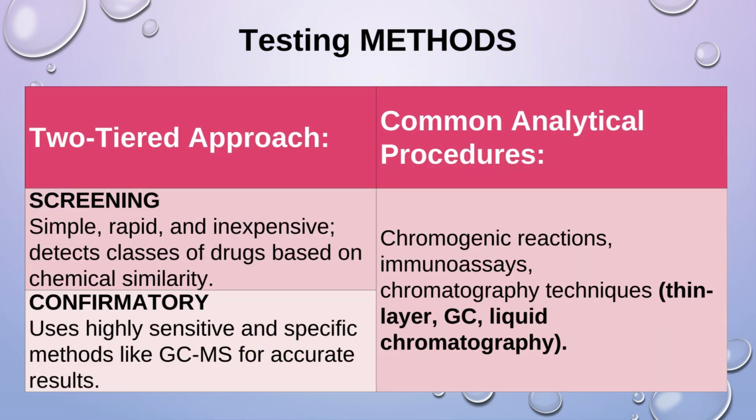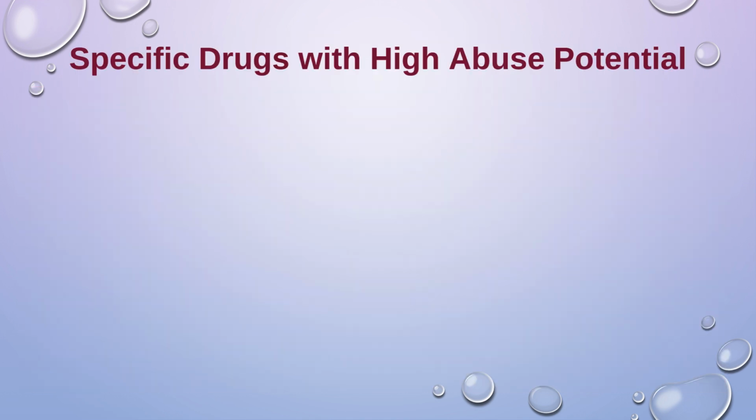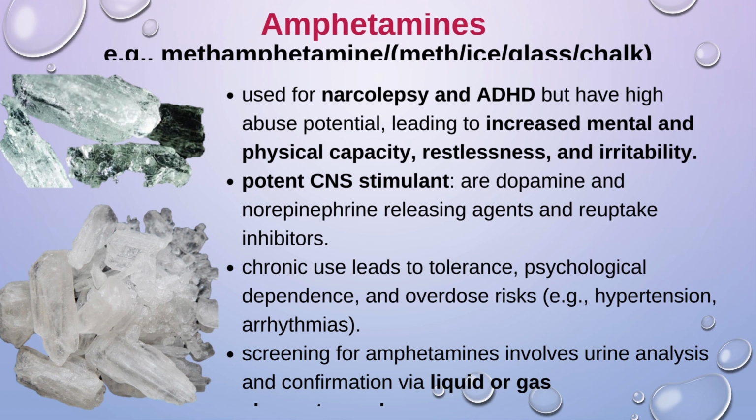So testing methods: the two-tiered approach, screening and confirmatory. We can also have common analytical procedures, but these things are not common in the Philippine setting, but only in the US setting. So let's have the two-tiered approach with the screening and confirmatory. Screening tests are simple, rapid, and always inexpensive. They are based on detection of drugs on their chemical homologies. And then for the confirmatory testing, these tests use highly sensitive and specific methods like GC, similar to the common analytical procedures.